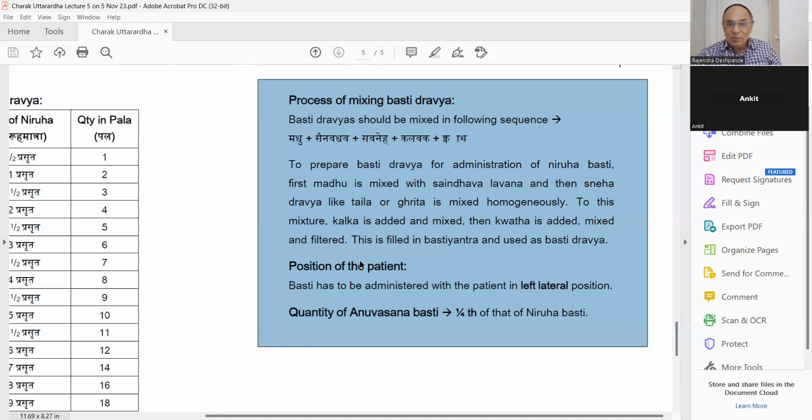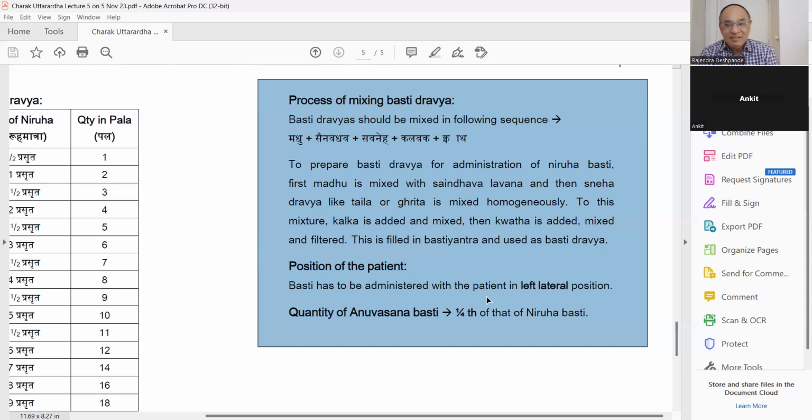Position of the patient. This is also an oral question. We always ask, examiner always asks. Basti has to be administered with the patient in left lateral position. Left lateral, turn on the left side. डाव्या कुशीवरती वळा, in Marathi. Left lateral.